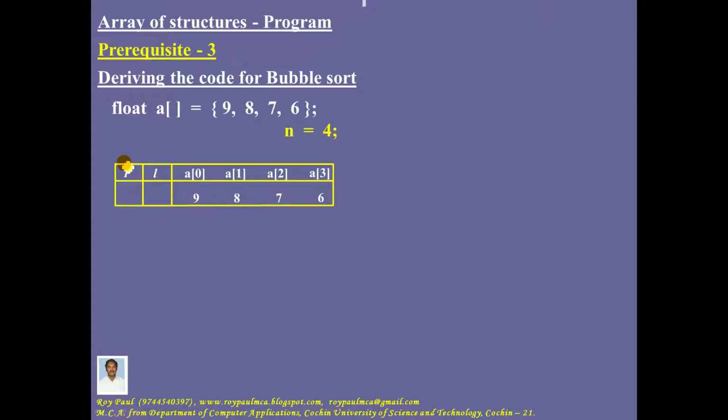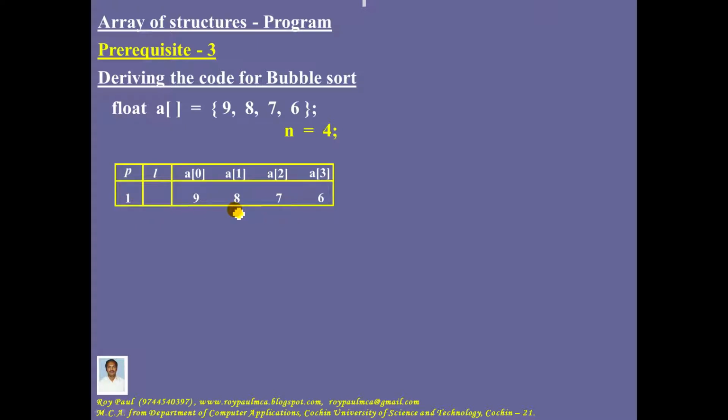So in order to derive the code for bubble sort, we need two variables, one P that contains the pass number, and the word pass means group of steps. Variable L contains the index of the left element. Initially, we start with pass number 1 because step number always starts with 1.